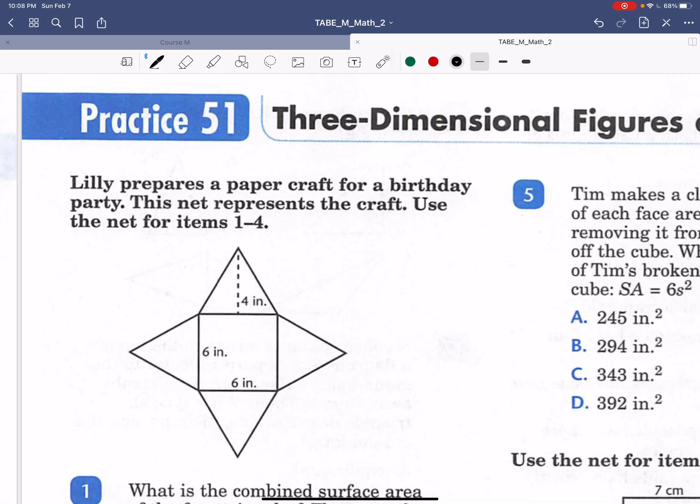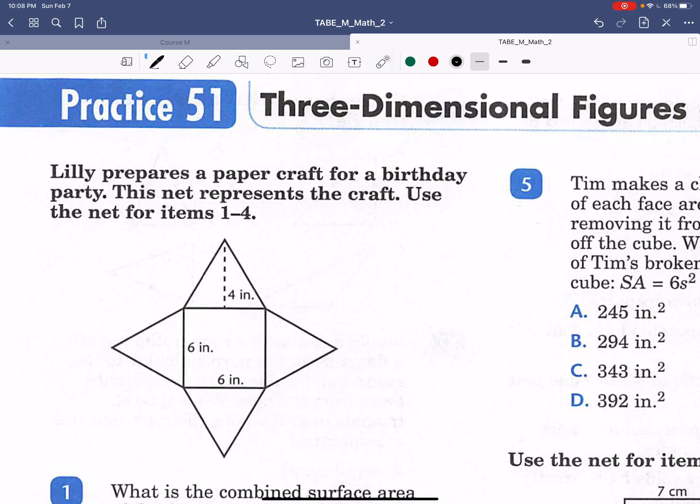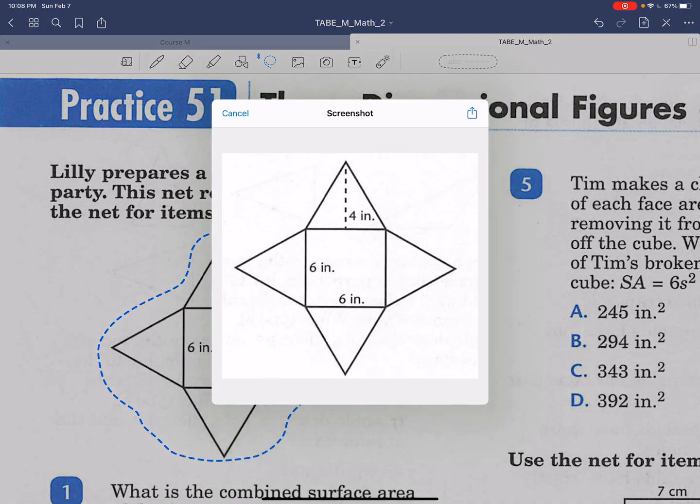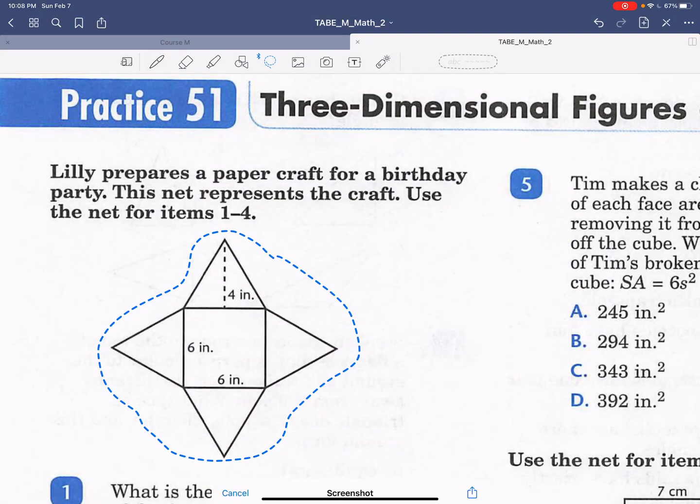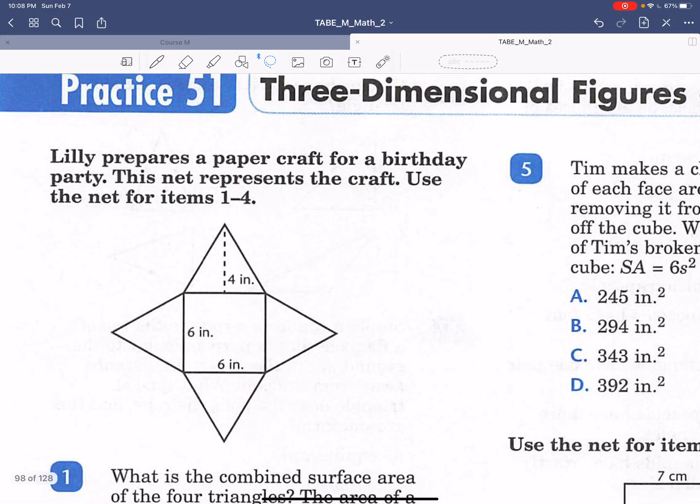Lily prepares a paper craft for a birthday party. This net represents the craft. Use the net for items 1 through 4. So I'm going to take a picture of that so that I can refer to it. And let's look at number 1.